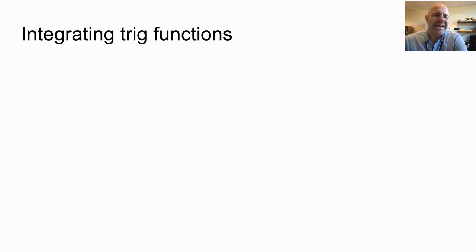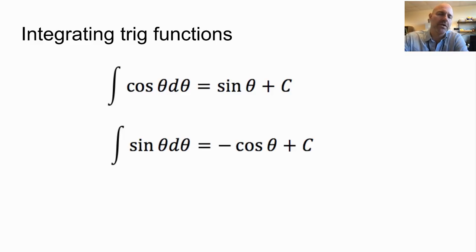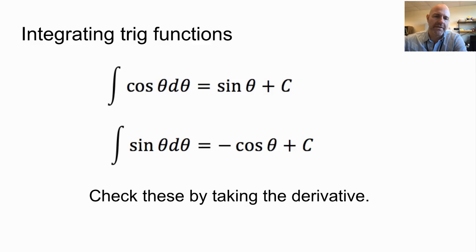When integrating trig functions, there are some rules here. I'm just going to quickly show you the two most common that we use. The integral of cosine theta with respect to theta is sine of theta plus a constant. And for sine of theta, it's negative cosine theta plus a constant. You can, again, check them by taking the derivative.